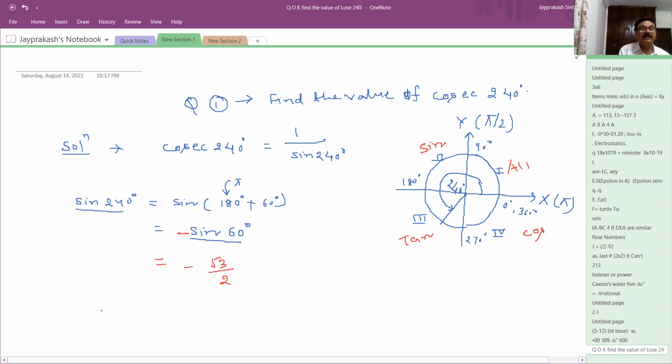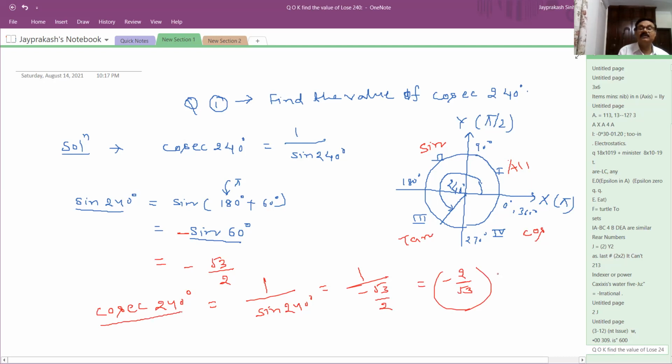Now we have to find the value of cosec 240. So cosec 240 degree is equal to 1 upon sine 240 degree, means 1 upon minus root 3 upon 2. So this will become minus 2 upon root 3. So the value of cosec 240 degree is equal to minus 2 upon root 3. In this way, we can find the value of any angle, whatever the value, we can easily find it.